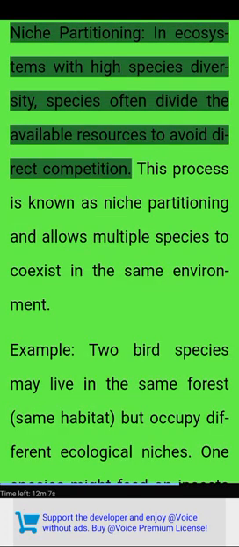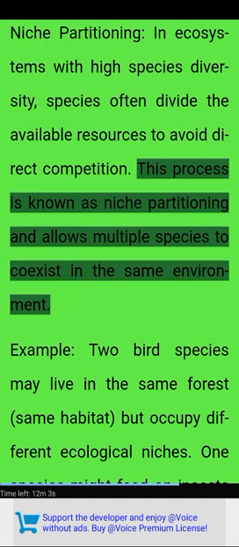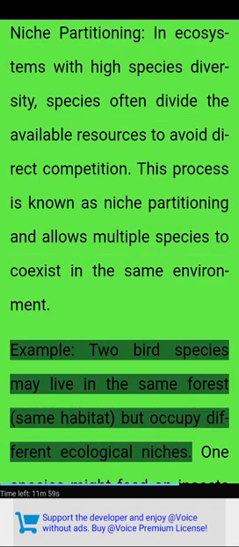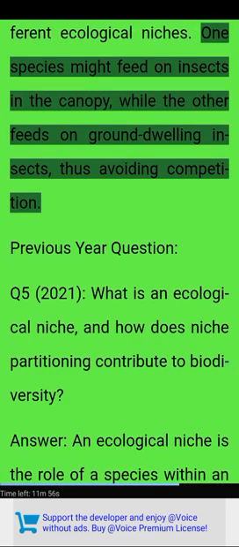Niche partitioning. In ecosystems with high species diversity, species often divide the available resources to avoid direct competition. This process is known as niche partitioning and allows multiple species to coexist in the same environment. Example. Two bird species may live in the same forest, same habitat, but occupy different ecological niches. One species might feed on insects in the canopy, while the other feeds on ground-dwelling insects, thus avoiding competition.